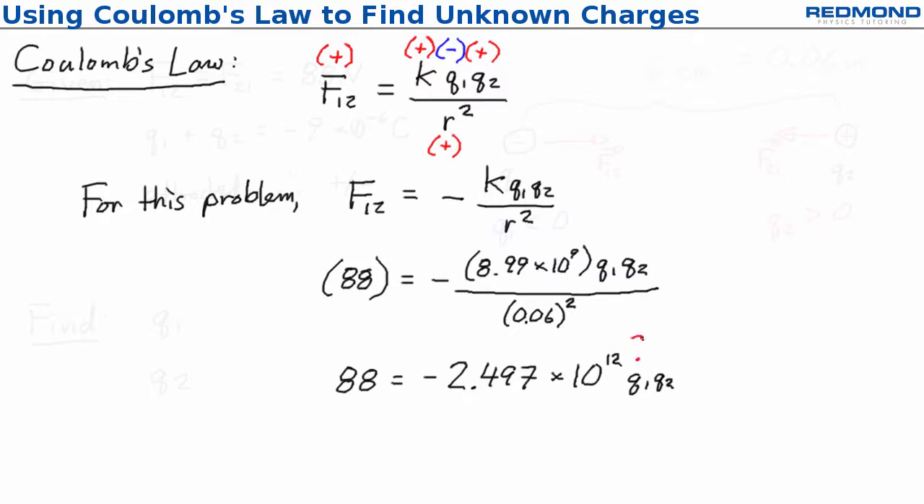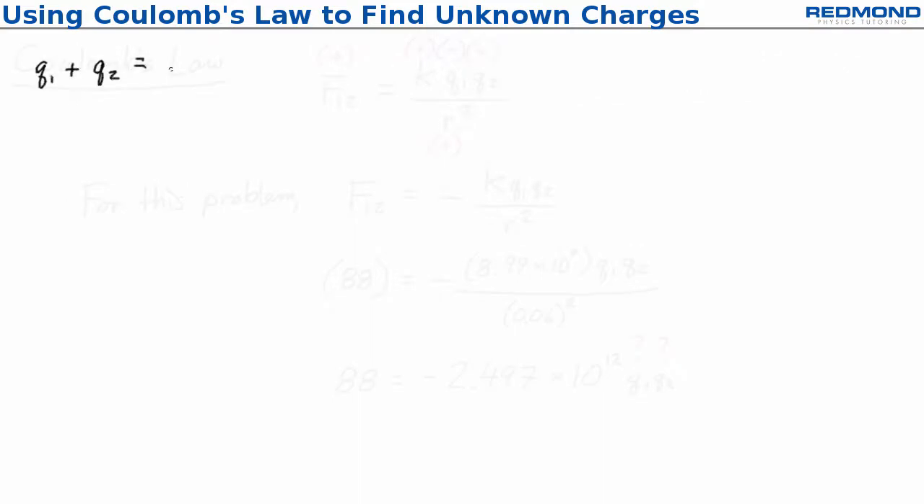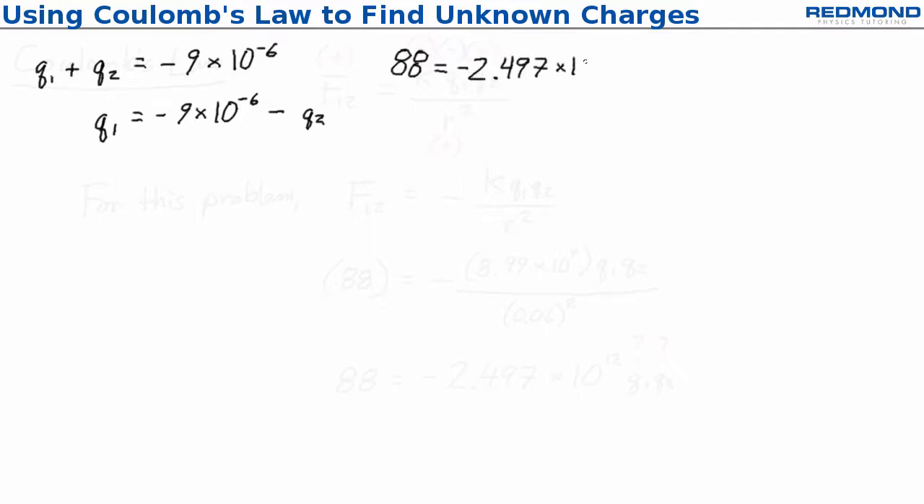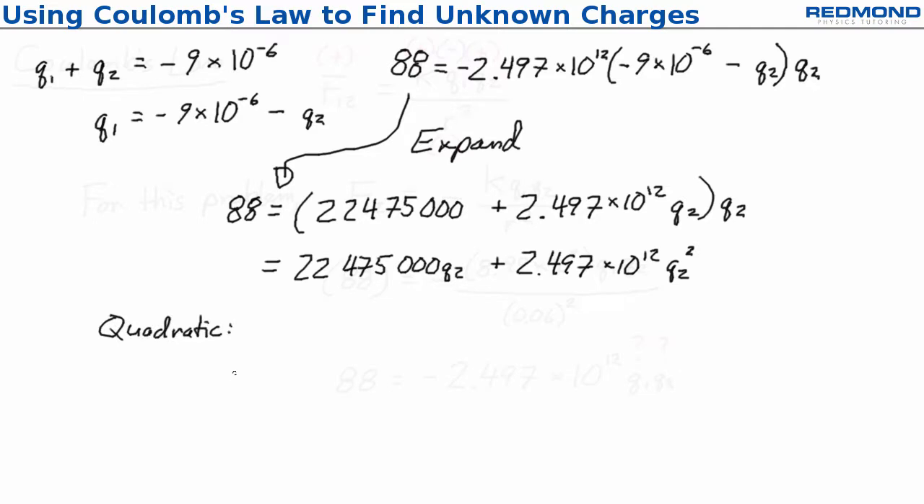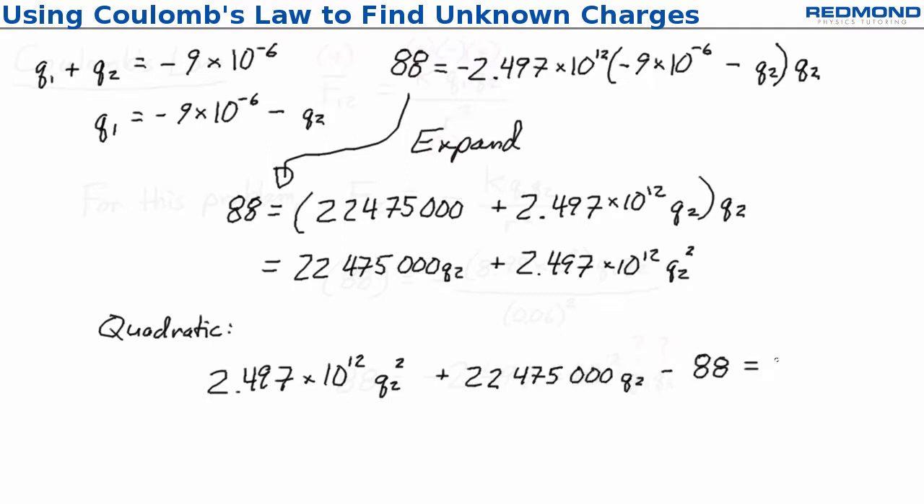There are two unknowns, so I need another equation, which I get from the sum of the charges information. Q1 plus Q2 is equal to -9 times 10 to the -6. So Q1 is equal to -9 times 10 to the -6 minus Q2. I can substitute this into the previous equation to get 88 is equal to -2.497 times 10 to the power of 12 times (-9 times 10 to the -6 minus Q2) times Q2. Then I expand and simplify down to a quadratic equation. 2.497 times 10 to the power of 12 times Q2 squared plus 22,475,000 Q2 minus 88 is equal to 0.